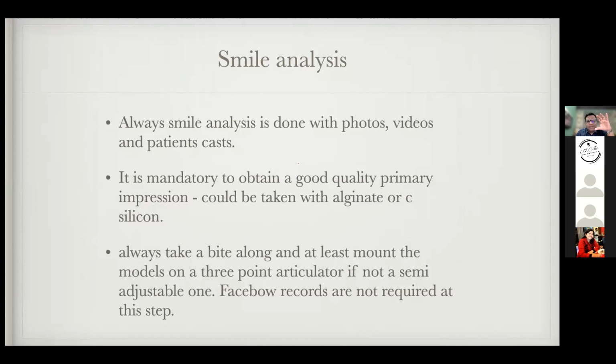You don't need a face bow transfer and a semi-adjustable articulator. At least mount them in a basic 3-point articulator, or give it to the lab. They will mount it in a dog bite. Now you can sit and analyze a lot of things. A good quality impression, my friends, is very important. You could take it with alginate or with silicone, and always take a bite and mount it.